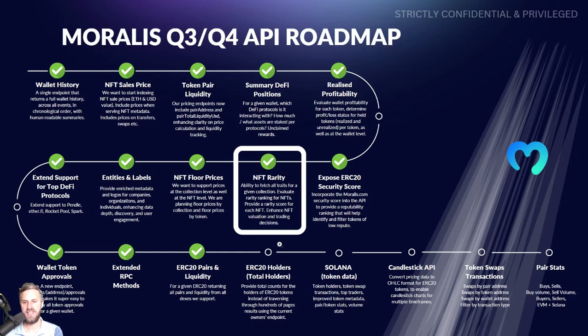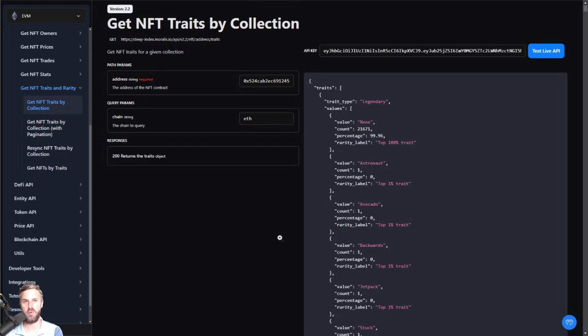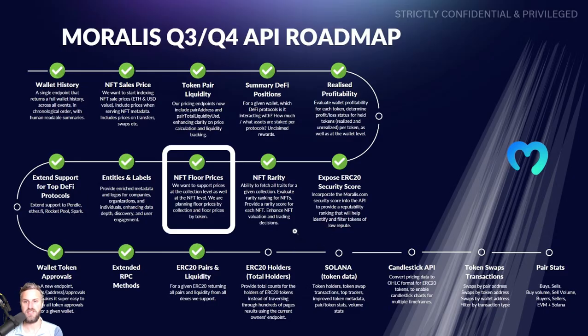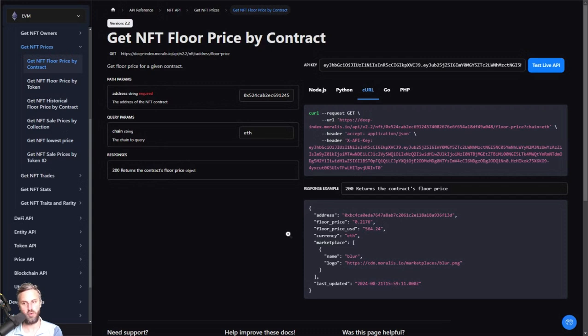NFT Rarity and NFT Floor Prices, they were both brought to the API earlier this year. You can now fetch the different traits and the rarity labels and percentages for a specific collection, as well as the sale and floor price of the NFT. So there are separate endpoints for those available in the documentation.